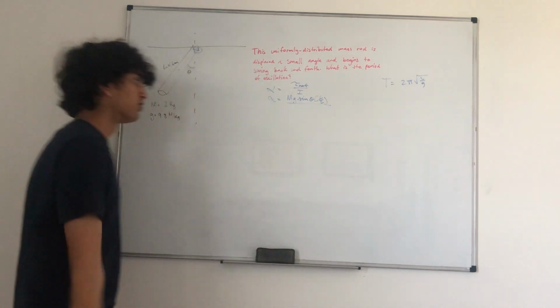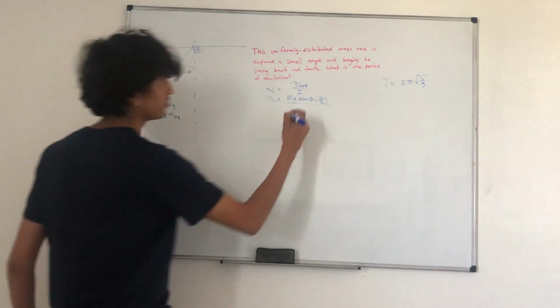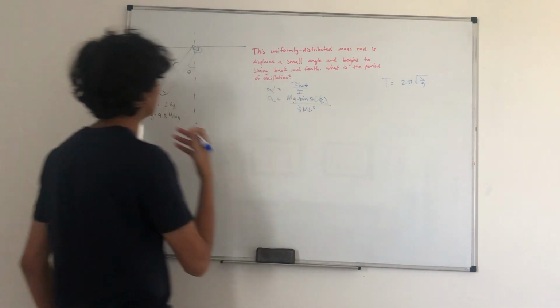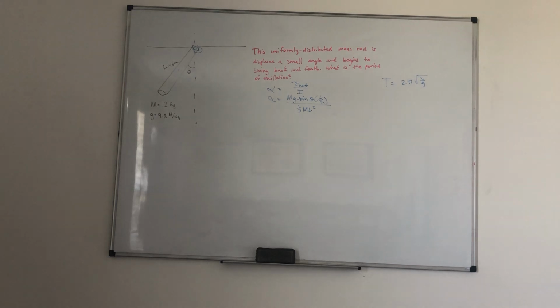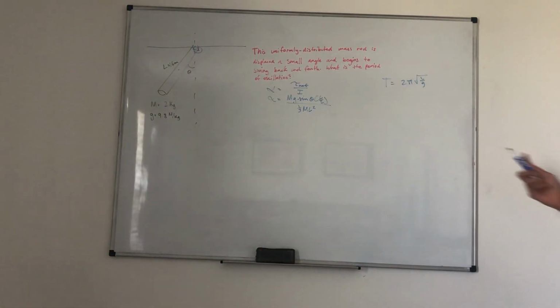Well, if you don't know it off the top of your head, you can integrate it, which is a lot of fun. It is 1/3 mL squared. I don't know if they give you that on the test for Physics C, but whatever. Boom, there you go. So a couple things off the bat.